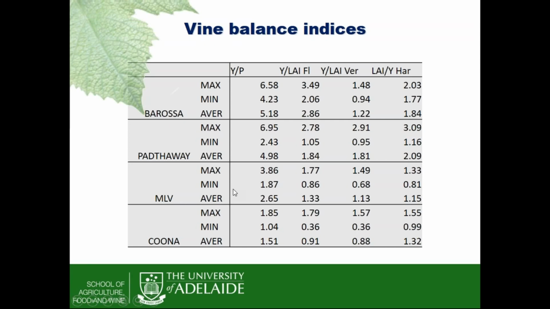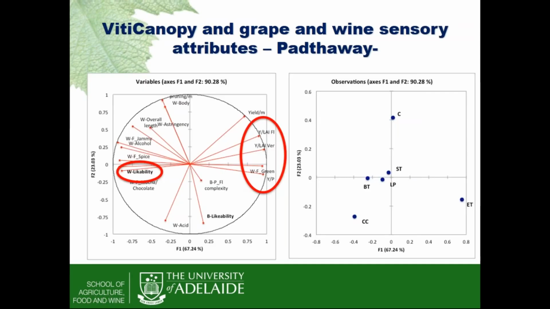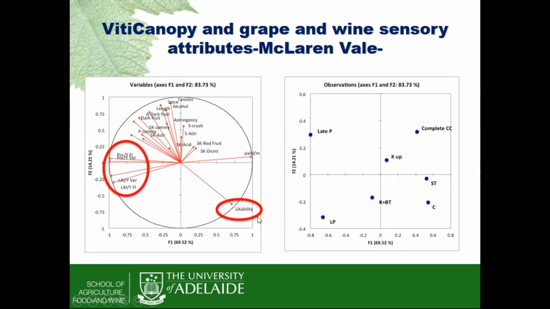However, when relating those indices to wine sensory attributes, you can see that, for example, here is the likability of the wines, and here the vine balance indices. Those coming from vines with lower values of the vine balance indices are the most liked, and the same in McLaren Vale. So they like most the wines coming from lower values of the indices.